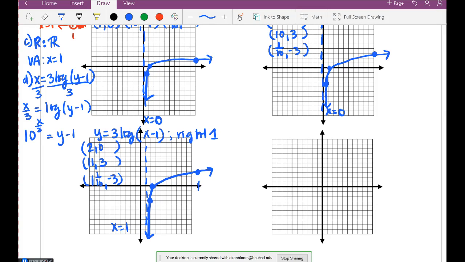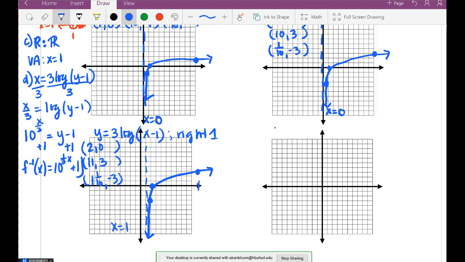We're almost done. What should we do last? Tegan, what should we do last? Add 1, very good. So f inverse of x is 10 to the x over 3 plus 1. By the way, can I write 10 to the 1/3 x? Is that the same as 10 to the x divided by 3? Yep, okay. 10 to the 1/3 of x. Where should I put the positive 1, with the exponents or the same line as your base? Same line as your base. So please write this very cautiously, okay?